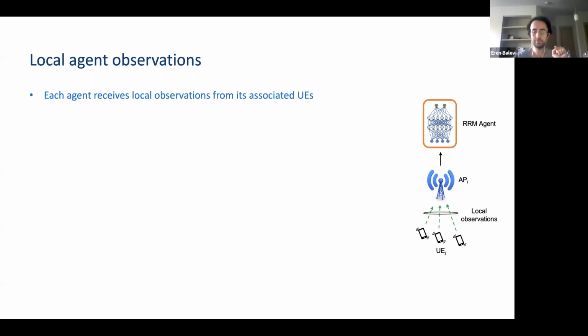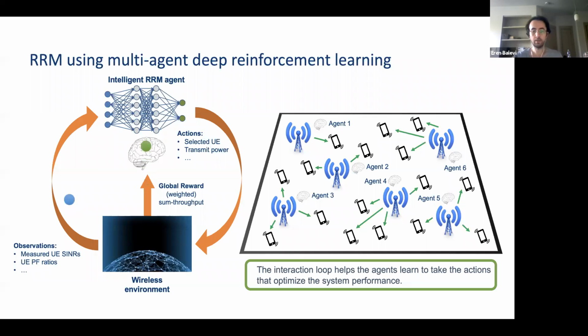Can I ask you a question? A quick question. For this slide, do you consider the other agents as part of the environment? Or do you also consider the interaction between different agents while using deep reinforcement learning?